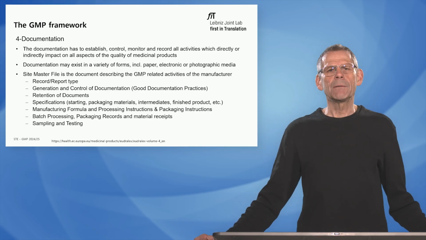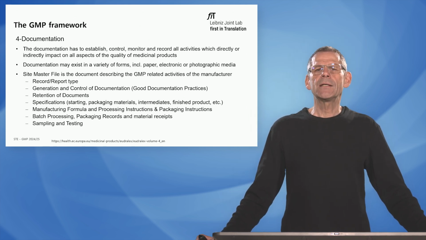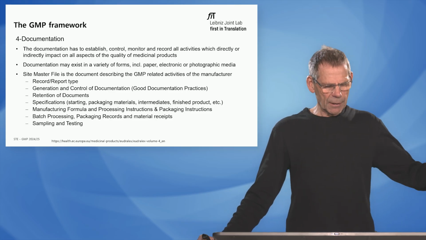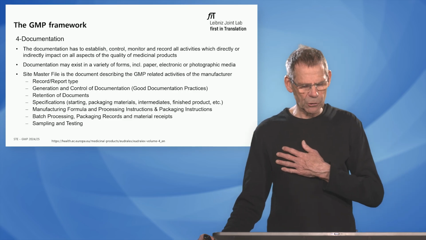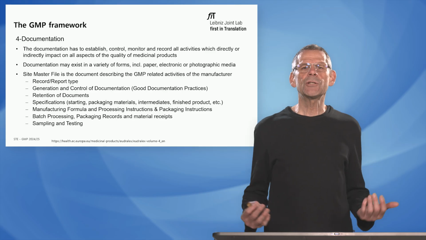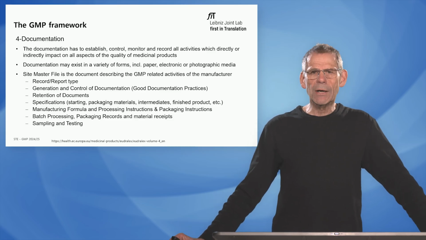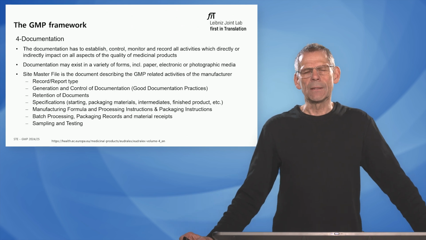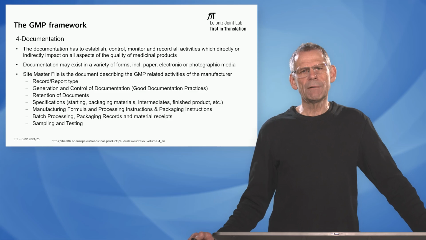And then there's a site master file. This is a document that describes the GMP related activities of this manufacturing site. And then we have the record and the report types. We have a generation of the control documentation, good documentation practice, retention of documentation, specifications of the starting materials. We have batch processing, packaging records, material receipts, and samples and testing. And everything is laid out in this master file, how we deal with it, what we have and what we do.